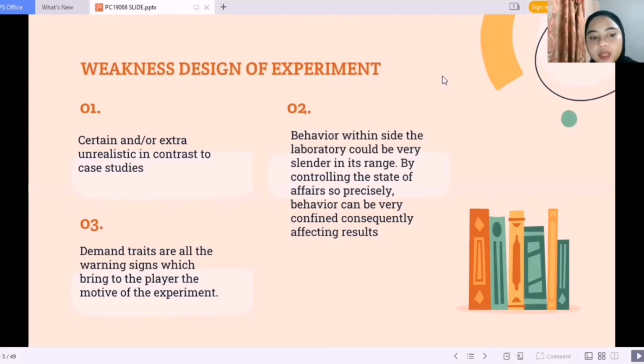Next, demand characteristics are all the warning signs which bring to the participant the motive of the experiment. The weakness of the experiment is the characteristic of the demand that signals, as well as the presentation to the participant, the purpose of the experiment being conducted. Tester and participant are active human beings who may naturally have certain differences about what is found in the experiment, and this can affect what is going to happen and what is supposed to happen.